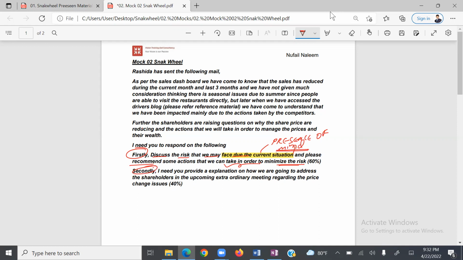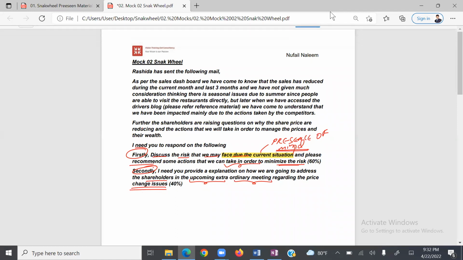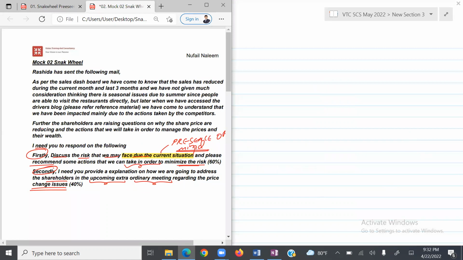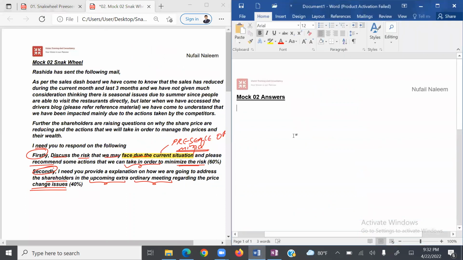Secondly, I need you to provide an explanation on how we are going to address the shareholders in the upcoming extraordinary meeting regarding the price change issues. So students, as I always told you, whenever you go to the examination, try to write down the headings clearly. So I'll write down here: risk we may face due to current situation.